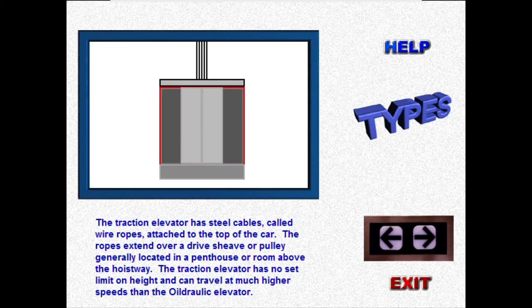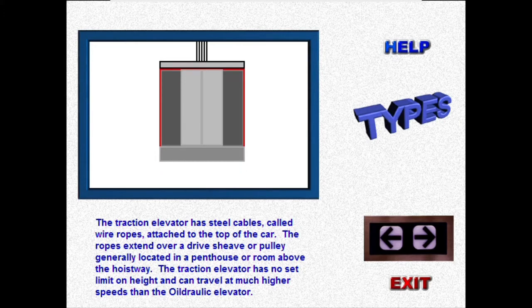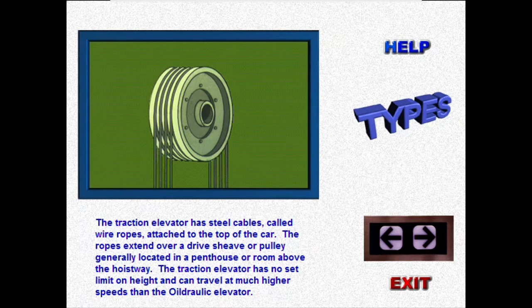The traction elevator has steel cables called wire ropes attached to the top of the car. The ropes extend over a drive shiv or pulley, generally located in a penthouse or room above the hoistway. The traction elevator has no set limit on height and can travel at much higher speeds than the oil-draulic elevator.